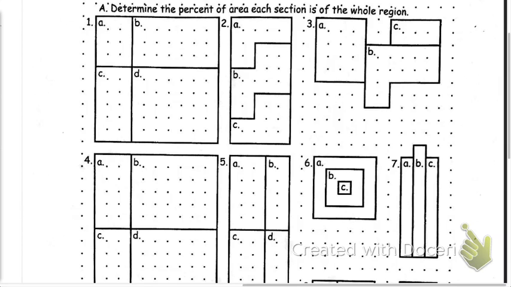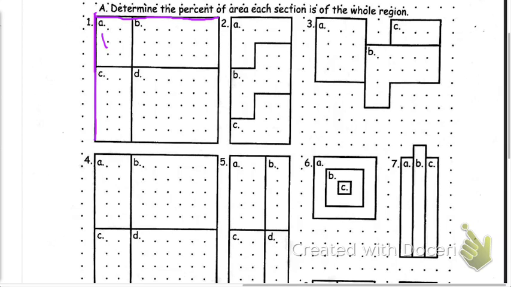So I'll count and I'll figure out 1, 2, 3, 4, 5, 6, 7, 8, 9, 10 units long in that direction, and 1, 2, 3, 4, 5, 6, 7, 8, 9, 10 units long in that direction. 10 times 10 is 100. So this one's going to be easy to find percentages because there are 100 squares total.